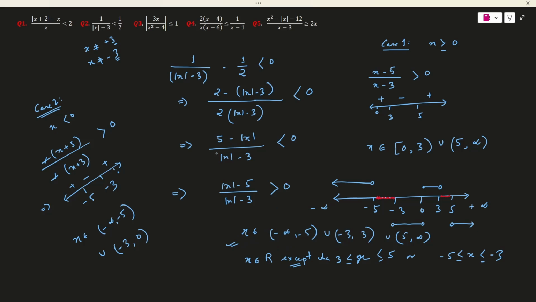Not an easy one, guys. I hope you have understood the solution. All right, so I'll now erase everything and I will start with the third question.